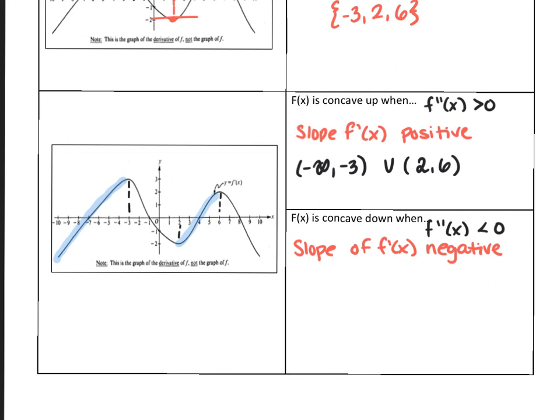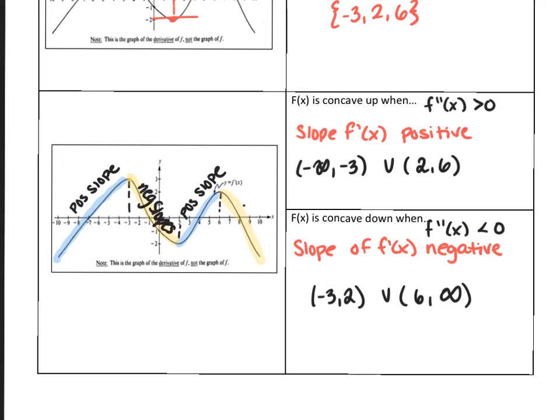Concave down will be where the slope is negative. So here to here is where my slope is negative, and from here to here, my slope is negative. So we could write it as -3 to 2, union 6 to infinity. So this is a positive slope, and the yellows are negative slopes. And that will tell us about concavity.